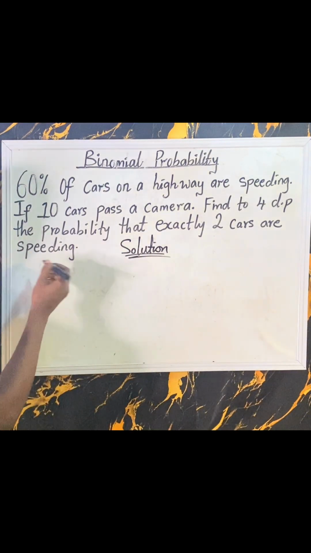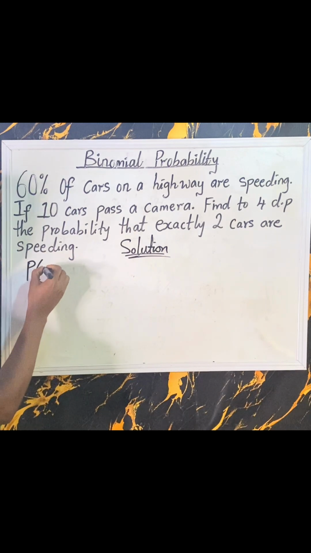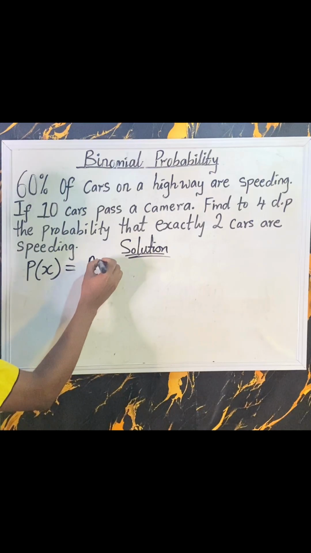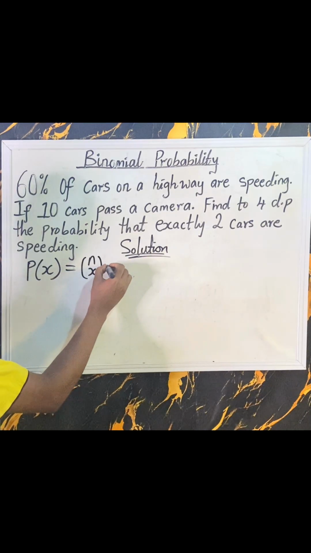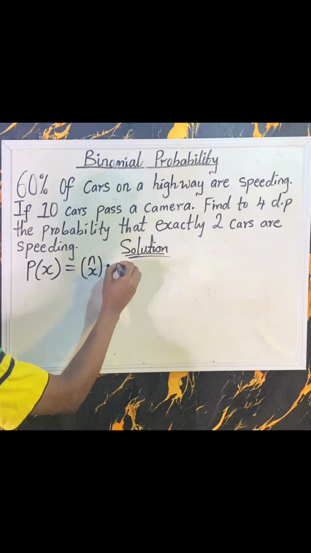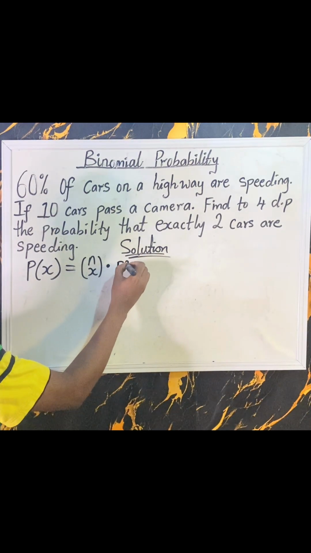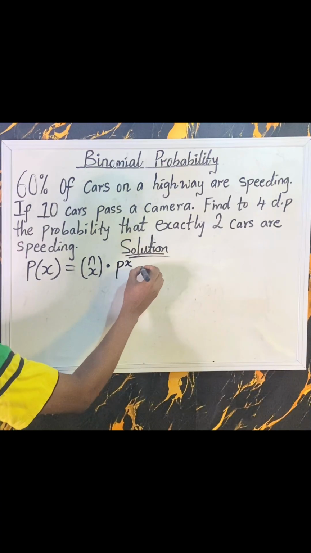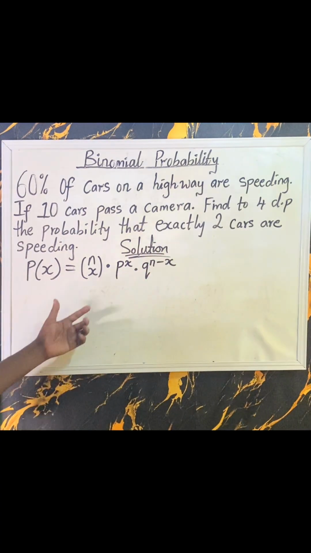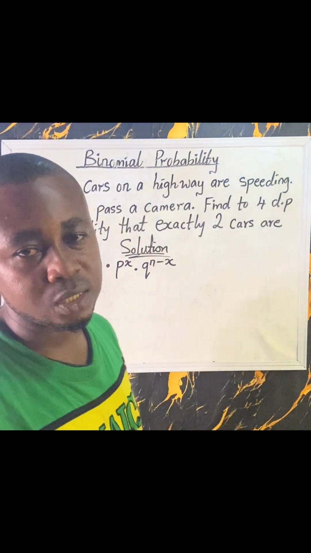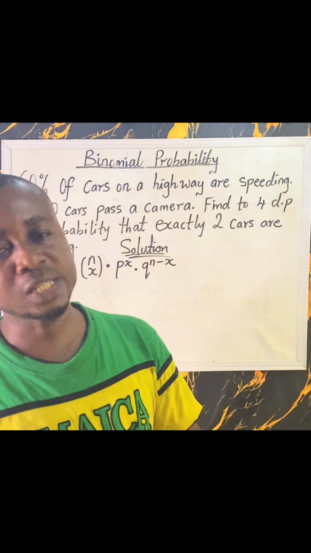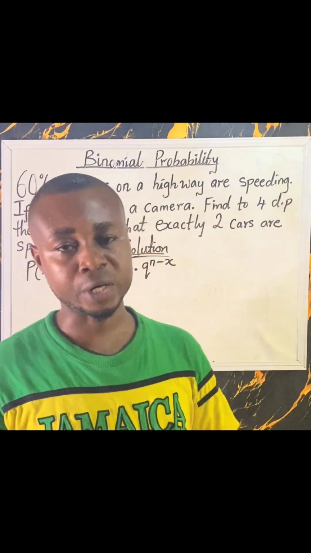In binomial probability, we can say the probability of x will be equal to n combination x, then let me use this dot to denote my multiplication, p raised to power x, then times q raised to power n minus x. Having written the formula, I wouldn't say the formula is enough to justify what the question entails. The next thing you need to do is to define the parameters.